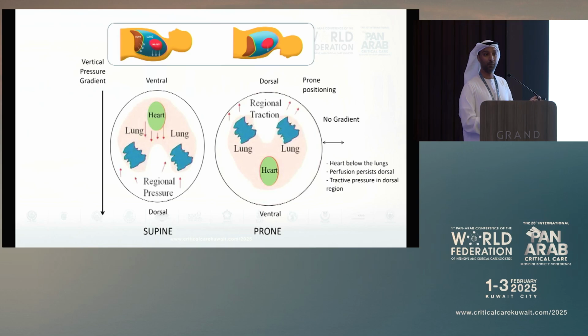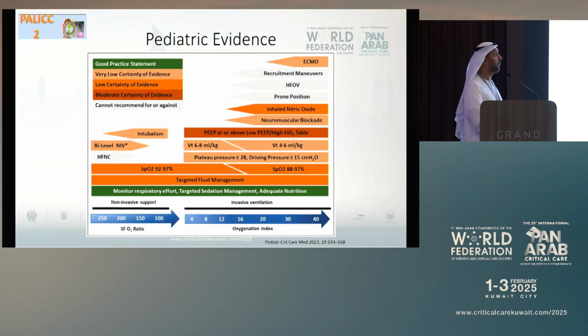Prone? Okay. So this is PALICC again, the PALICC recommendation. If you go into the PALICC recommendation, it's very nice here. You can see the oxygenation index or oxygen saturation index. What they did here is you can see the severity is going up. That's why it's important to know the severity. And we are around 25 here. So if you go here, very low certainty, moderate certainty, and cannot recommend.